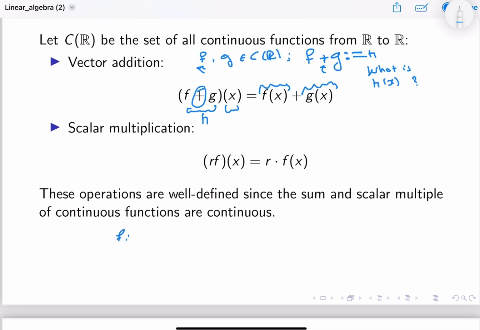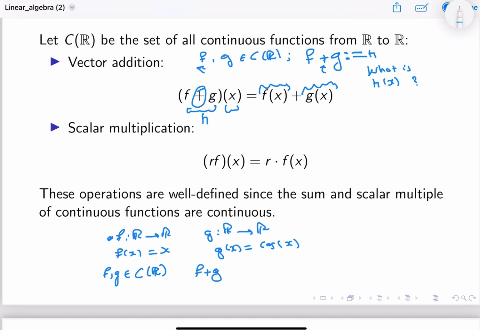So let's take f from R to R and g from R to R, real number to real number, and let's define f of x to be x, and let's define g of x to be cosine x, for example. And now these f and g are elements in the space of continuous functions, vectors there. And I'm asking you, what is f plus g? Well, to tell me what f plus g is, or how you're defining this plus, you need to tell me what f plus g at any x is.